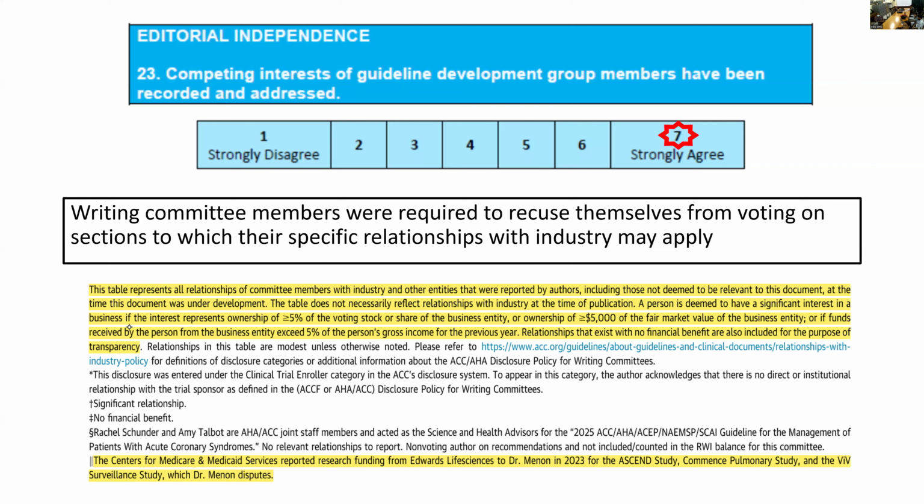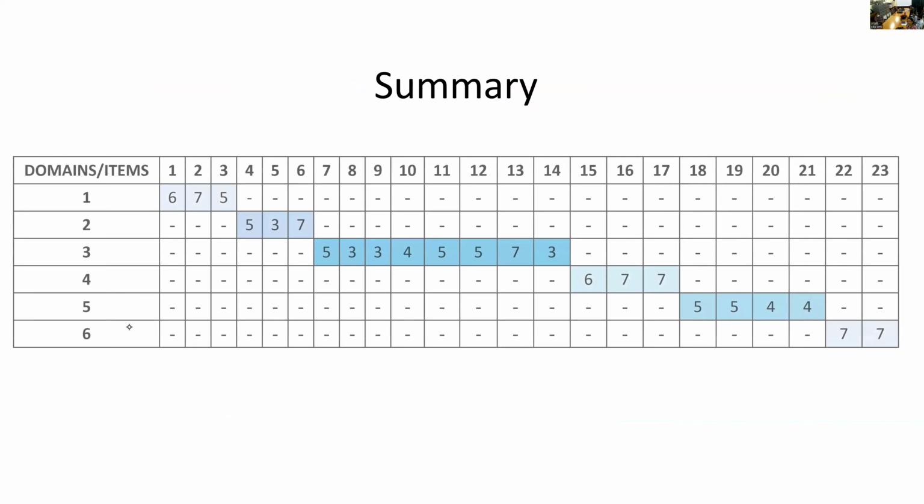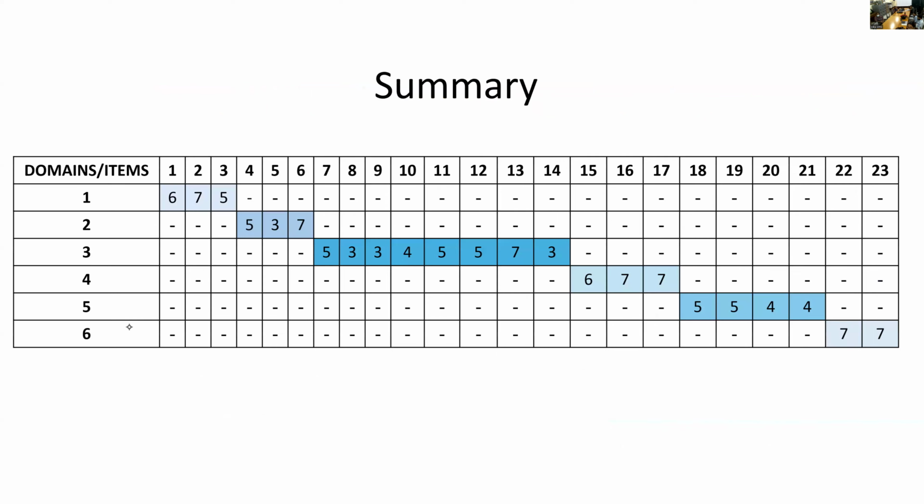I felt this was quite clear and transparent. They had about 12 to 15 writing committee members. This is just to show their employment, consultants, speakers, ownership, partnership, personal research, expert witness. So most of them did not have any conflict of interest, and they're all working in educational institutes. So in summary, this is how I had rated them on domains 1 to 6 and across questions.